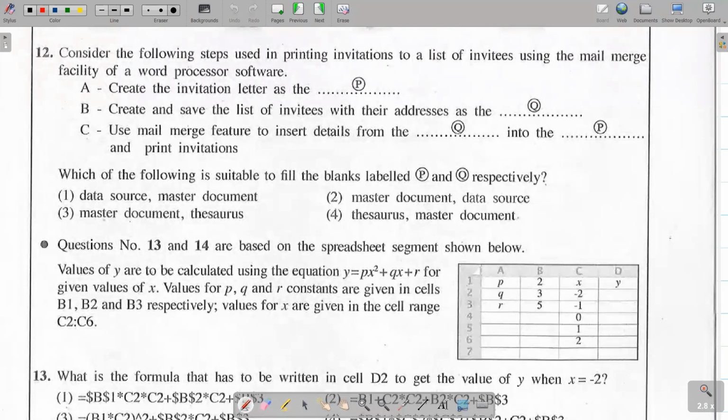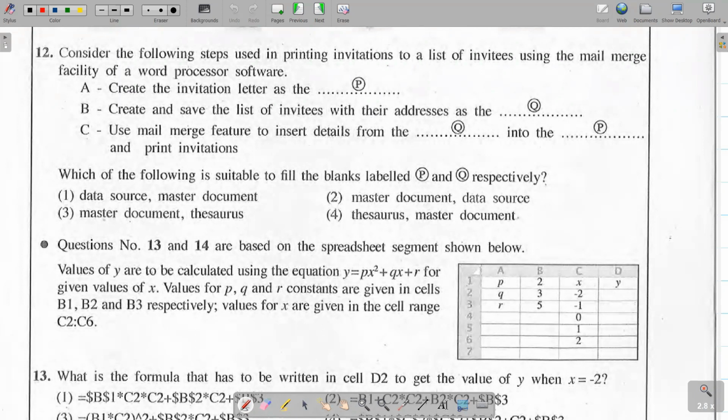So it has create the invitation letter as the blank, create the save list of the invitees with their address as the blank, and use mail merge feature to insert detail from queue into the P and print invitation. Yes.